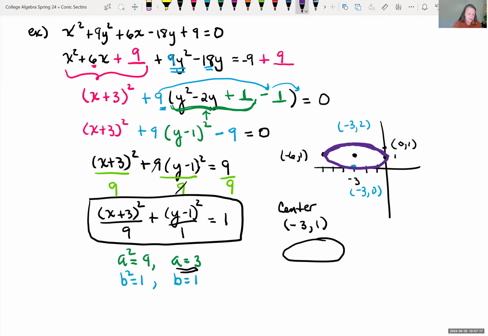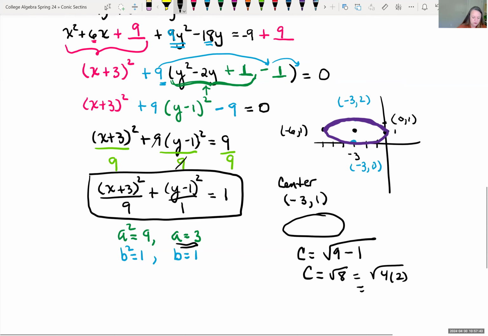So if we wanted to find the foci, we could. For an ellipse, it's different for a hyperbola, but very similar. For an ellipse, c is equal to the larger number, in this case, it's 9, a squared, minus the smaller one, which is 1. So c is going to be the square root of 8, which if I wanted to reduce that, pulling out the perfect square, this would be 2 root 2.